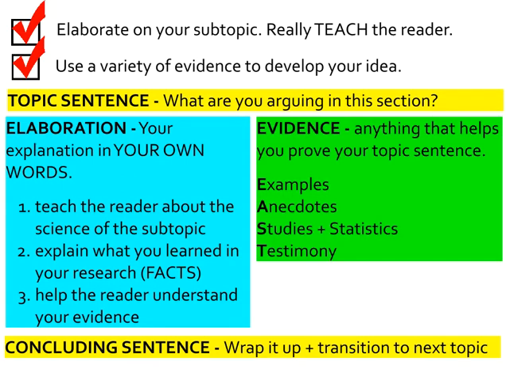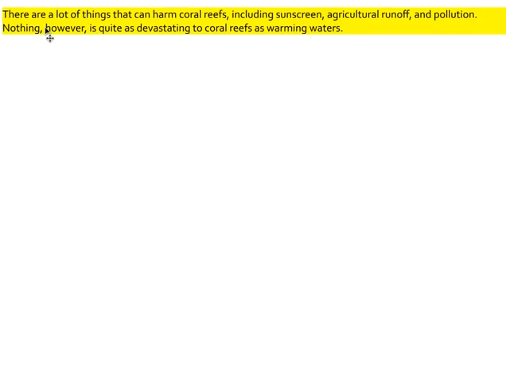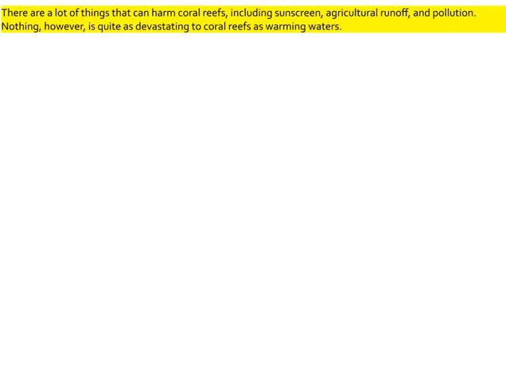So let's look at my example. I'm going to start with my topic sentence. There are a lot of things that can harm coral reefs, including sunscreen, agricultural runoff, and pollution. Nothing, however, is quite as devastating to coral reefs as warming water. So my argument is that warming water really is the most devastating to coral reefs. That's my argument in this section.